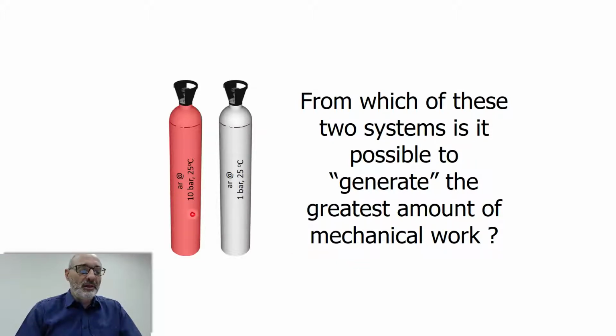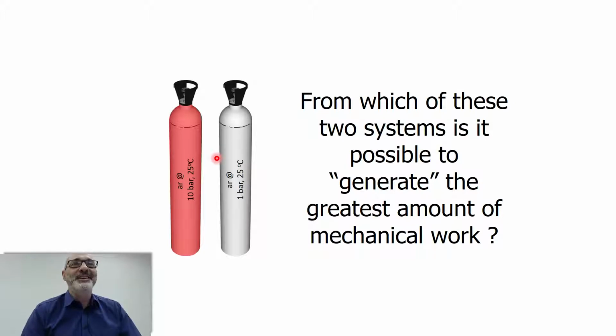You can ask for a bottle of compressed air. So this is air, not argon. At 10 bar, 25 degrees, or a bottle full of air at 1 bar, 25 degrees. From which one of these two bottles do you think it's possible to generate the greatest amount of mechanical energy, or organized energy? I think 10 bars.